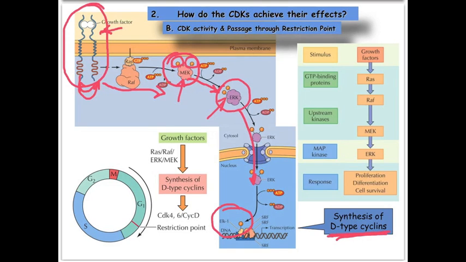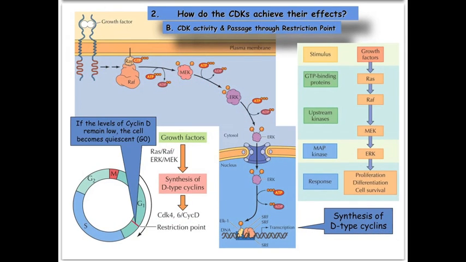D-type cyclins are very short-lived proteins, and therefore they are very quickly degraded. So, in order for the cell to accumulate enough cyclin D to fully activate CDK4 and CDK6, the cell must be under continuous stimulation with growth factors. Failure to achieve this continuous stimulation with growth factors leads to low levels of cyclin D. And when this happens, the cell becomes quiescent. That is, the cell leaves the cell cycle and goes into the G0 stage.